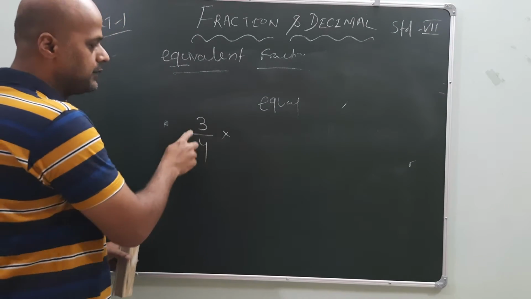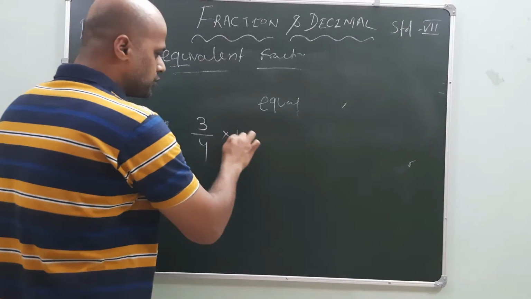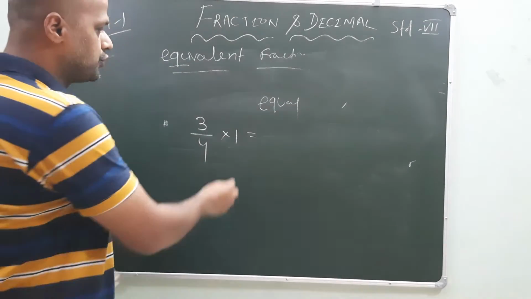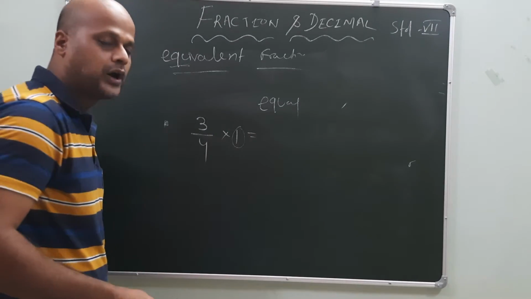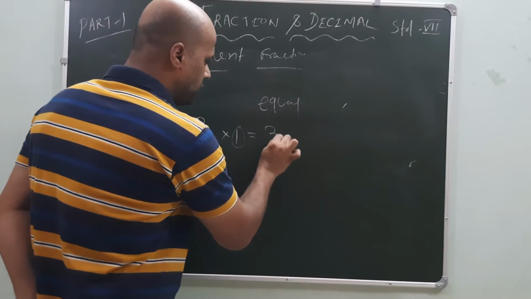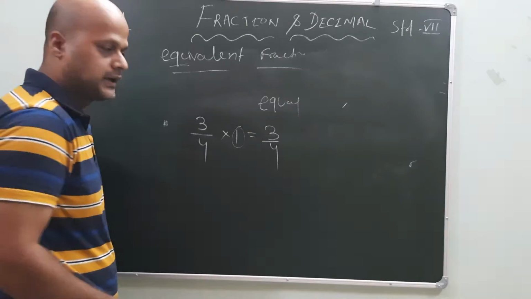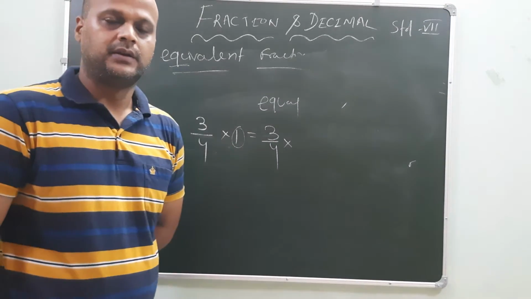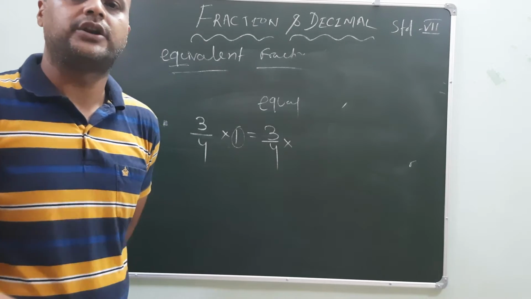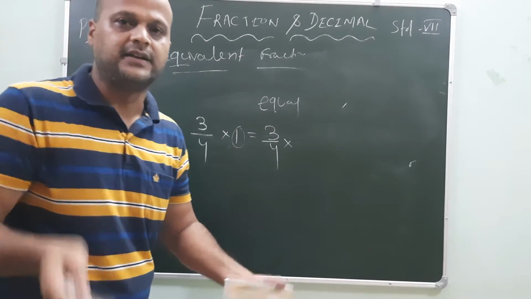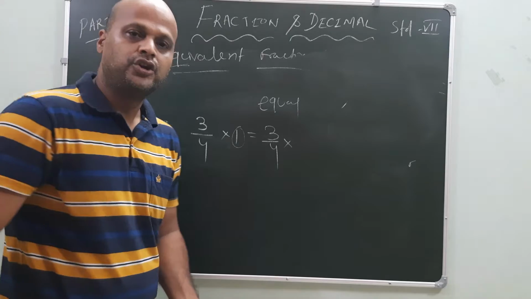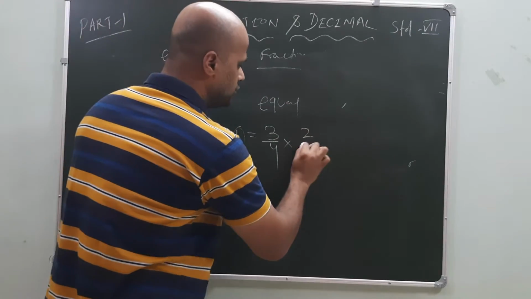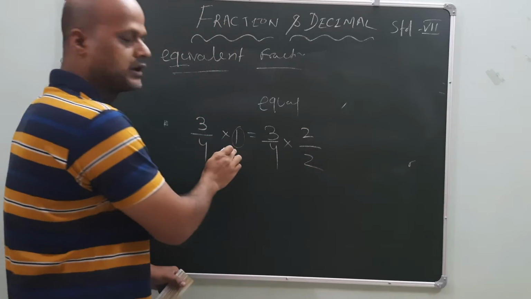3 by 4 is what? It is the multiplication of 1, or not? If I multiply with 1, 3 by 4 will come, or not? So now here you can try 1. How will the 1 come? 3 by 4 will be as it is. Multiplication sign will be there. 1 is what? If the numerator and denominator both of them are the same, if I cancel it, then 1 will come. For example, 2 by 2, if I cancel it, 1 will come, or not?